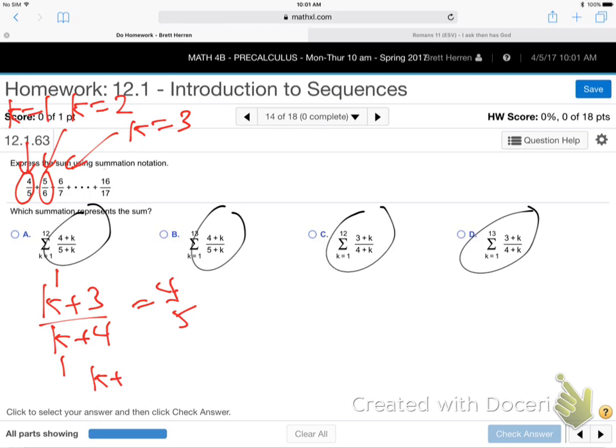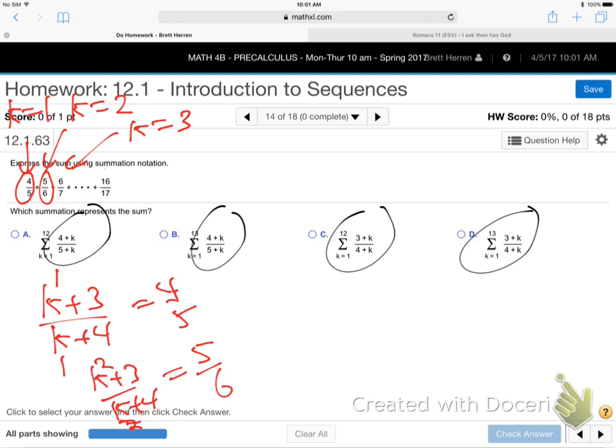If you take that same formula and you put in 2, you get 5/6, etc. See how it's working? See how that's the formula that's producing those terms? Is that okay?